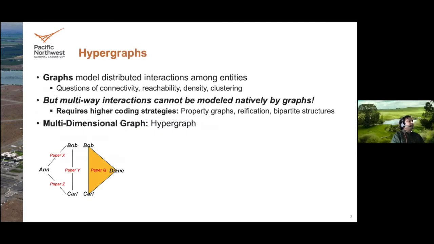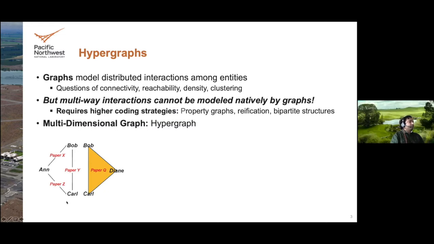So most of us probably know about graphs. Graphs are very good for mathematical abstractions where we want to model the interaction between different entities, so that different questions about connectivity, reachability, density or clustering can be answered. For example, Bob wrote a paper with Anne, and Anne wrote a paper with Carl, or Bob wrote a paper with Carl. That's very easily modeled in terms of a graph.